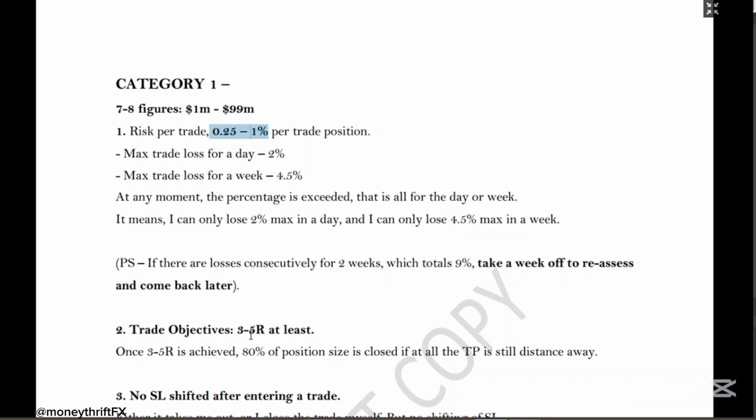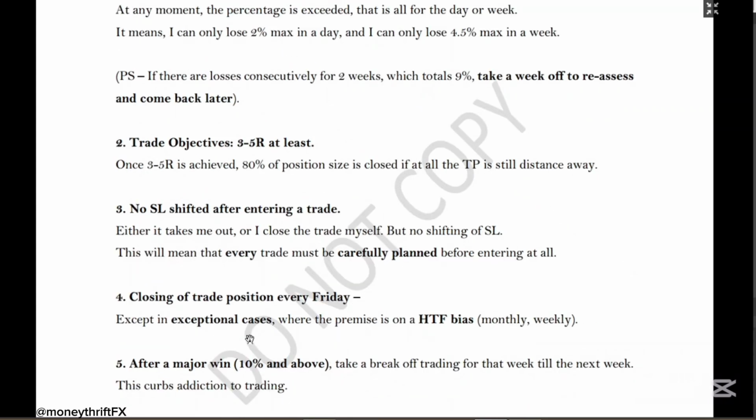So once you achieve 3 to 5 times your risk on that trade, you should close 80% of your position. Then you can leave the rest to run. But if your TP is not that far, you can just close the whole trade. 3 to 5 times your risk is very, very good and sustainable.